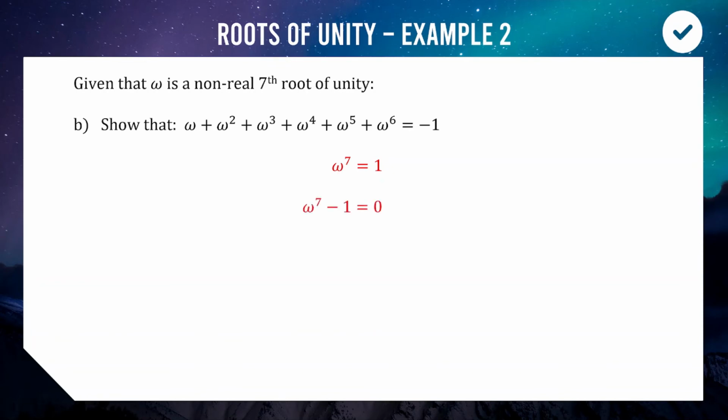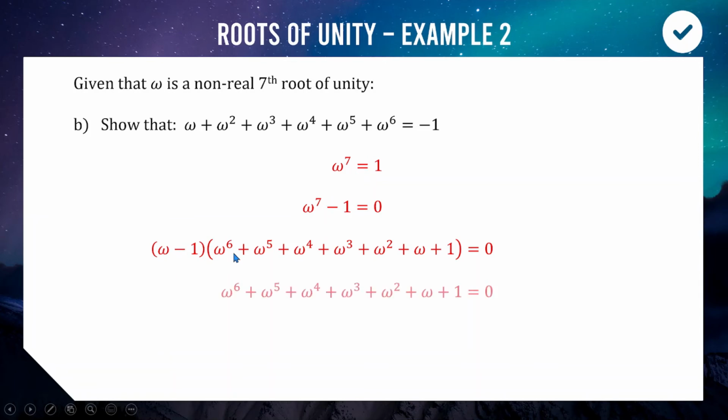So pulling the 1 across and using our factorization technique, we can write the left-hand side as omega take away 1, and then omega to the 6, all the way down to omega plus 1. Now, since omega is non-real, we know it's not equal to 1, so we can scrap the bracket at the front, and we can say that these all together are equal to 0. We can put the 1 across, and we get the minus 1, which is what we were trying to show for part B.